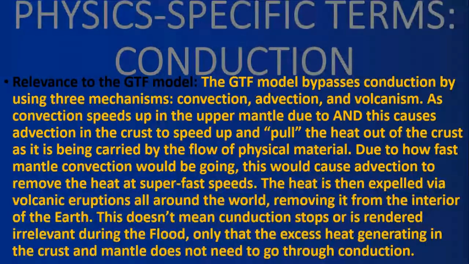The GTF model bypasses conduction by using three mechanisms: convection, advection, and volcanism. As convection speeds up in the upper mantle due to accelerated nuclear decay, that's what AN stands for here, accelerated nuclear decay, this causes advection in the crust to speed up and, quote unquote, pull the heat out of the crust as it is being carried by the flow of physical material due to how fast mantle convection would be going. This would cause advection to remove the heat at super fast speeds. The heat is then expelled via volcanic eruptions all around the world, removing it from the interior of the Earth.